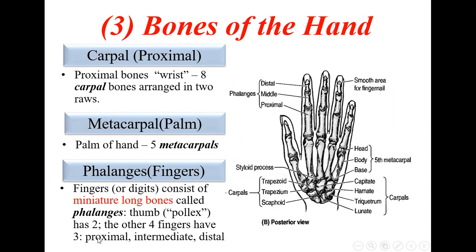The other 4 fingers have 3: proximal, intermediate, and distal. If you see here, this is the proximal, this is the middle or the intermediate, and this is called the distal. These are the phalanges. In the thumb, only 2: proximal and distal. So these are the carpals, these are the metacarpals, and these are the phalanges.